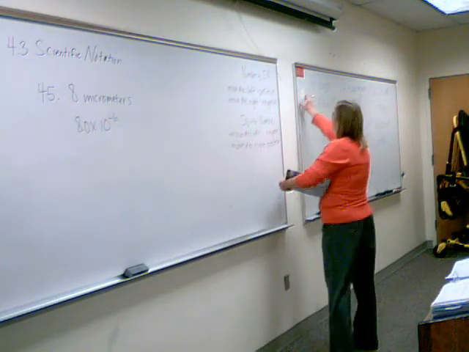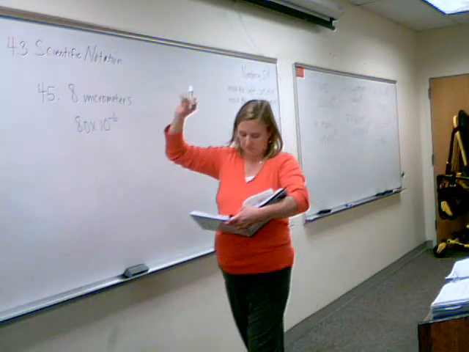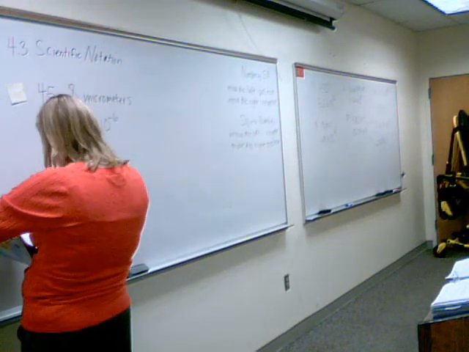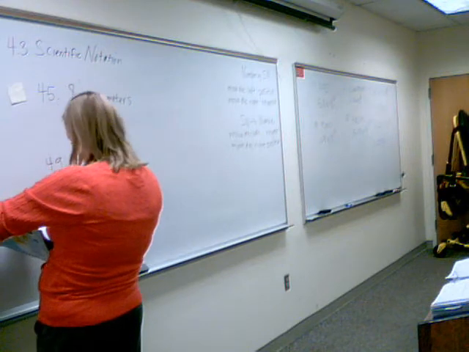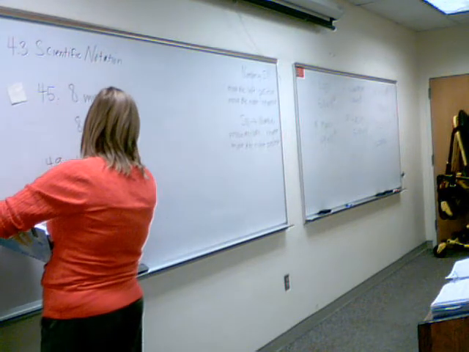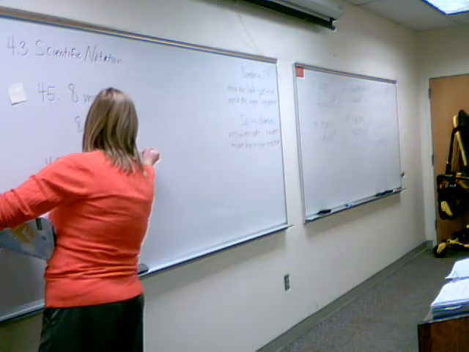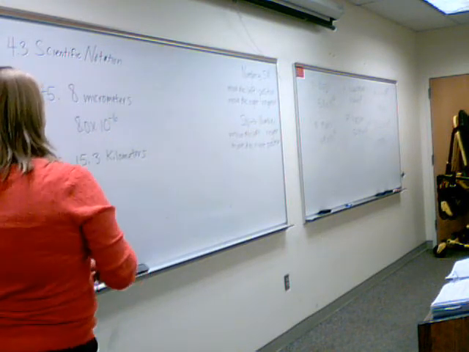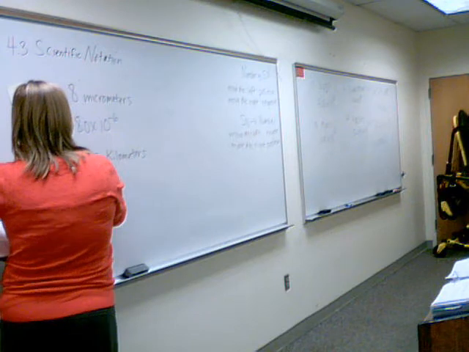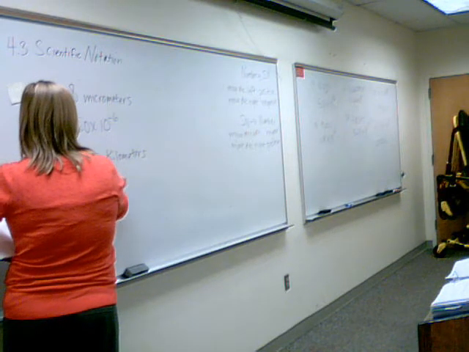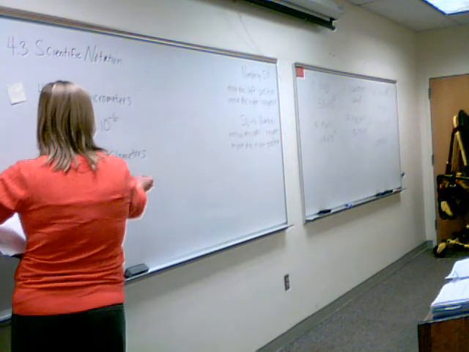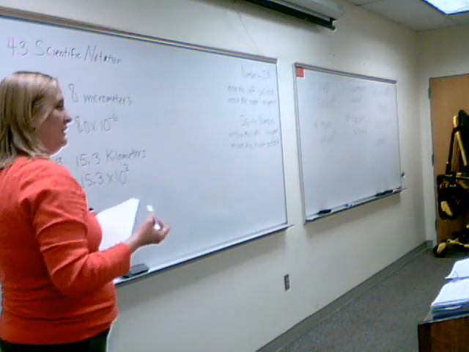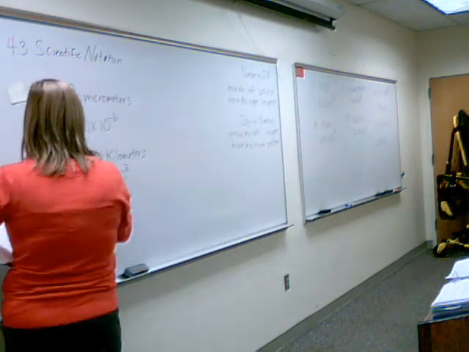Number 49. 49 is 15.3 kilometers. If I didn't want to write kilometers, I just wanted to write meters, well, how can I change this? 15.3 you start with, times 10, what's a kilo? The third, because it's 1,000. Can I leave it like that? No, that's where we got screwed up last time.